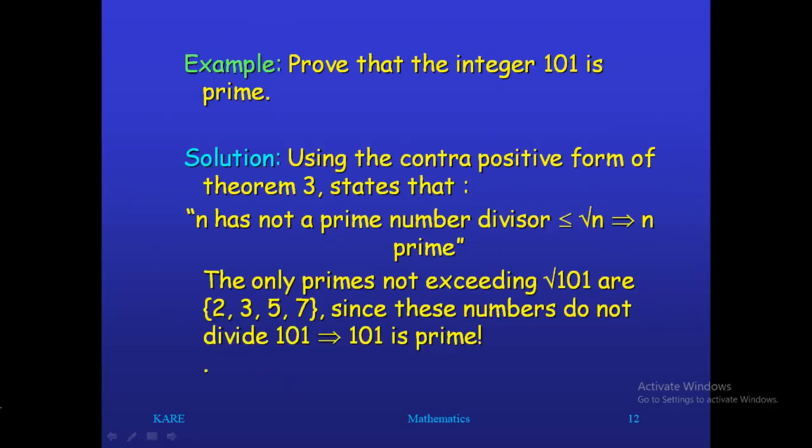So here we can clearly understand the concept that the only primes not exceeding the square root of 101 are 2, 3, 5 and 7. At the same time, these numbers do not divide 101. So from this, what does it indicate? 101 is a prime number.